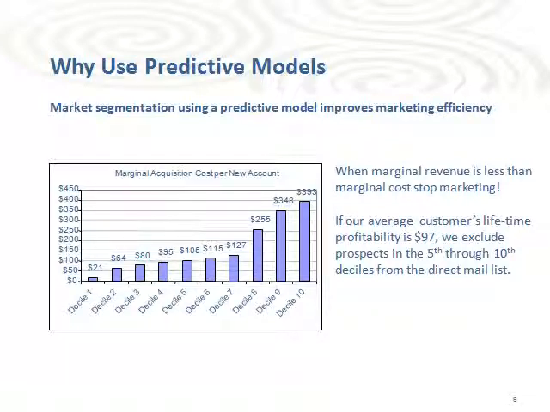Decile 4 had a marginal acquisition cost of $95. Since you're only going to make $97 on customers or prospects in decile 4, you would not mail to any of the prospects in deciles 5 through 10, where the acquisition cost was much higher because their response rate was much lower.